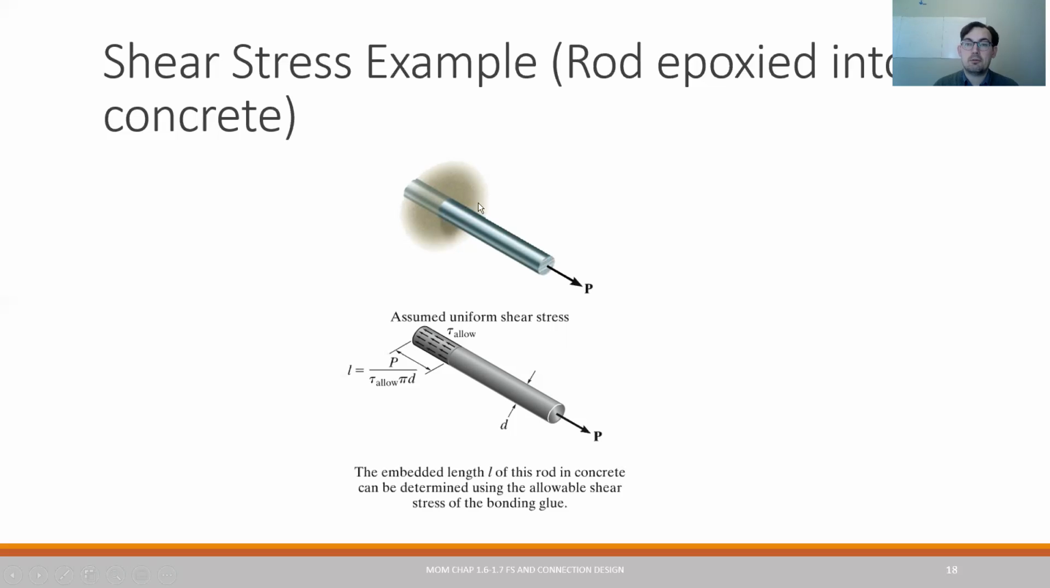If we want to figure out how far we need to embed this rod, we need to know the allowable shear stress for that connection between our concrete and our glue joint, basically. We can use that to find our embedment depth based on our diameter and our allowable shear stress, right? Calculating pi times d times L would give us the surface area of that contact. So by rearranging this a little bit, we can figure out what that embedment depth needs to be.